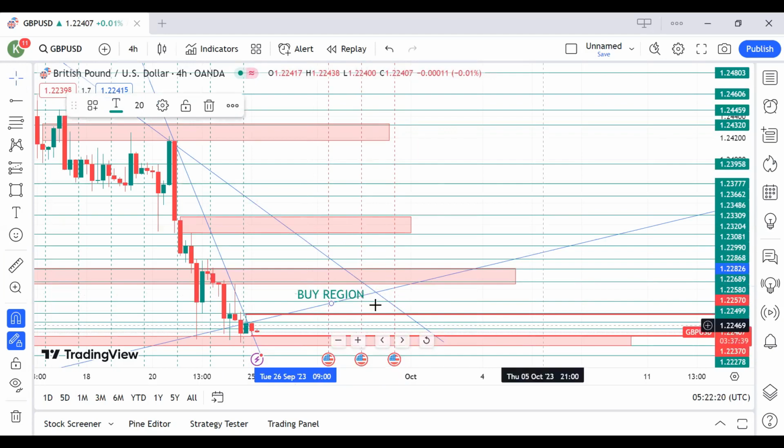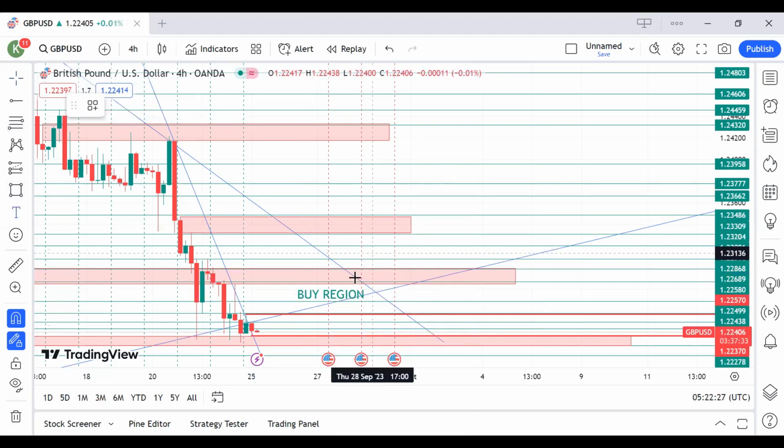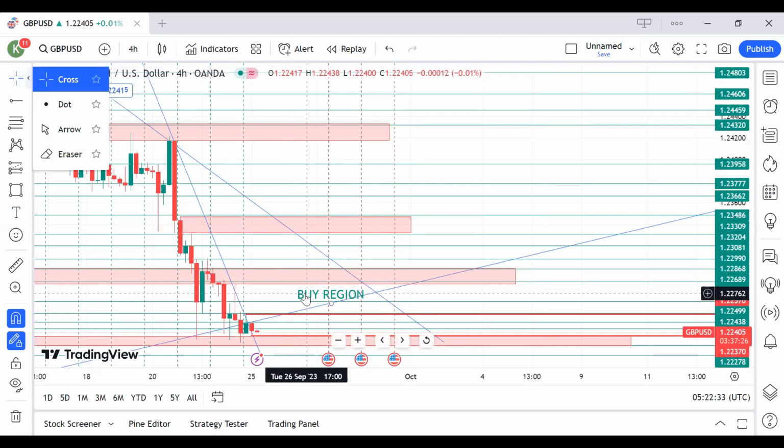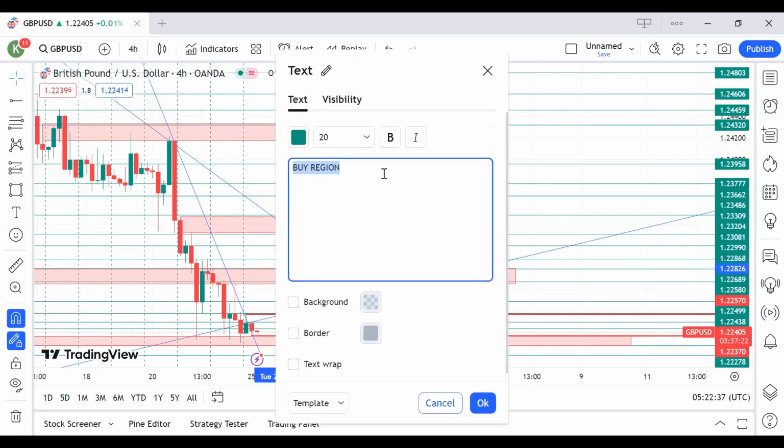Then anytime for any reason, okay, we normally say buy region for the week. Let's just identify that way so that it's very clear for anybody who is reading this. So normally we say buy region for the week.